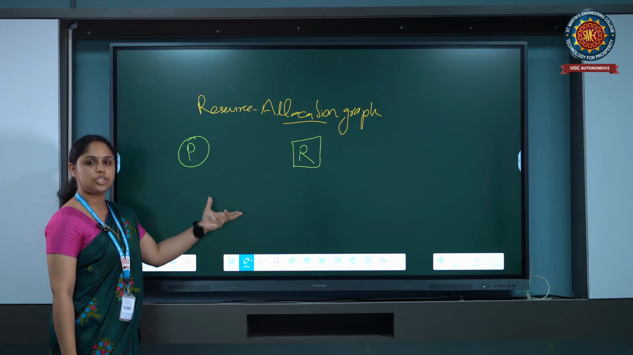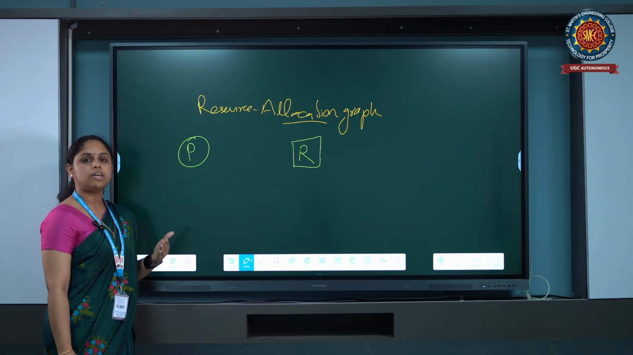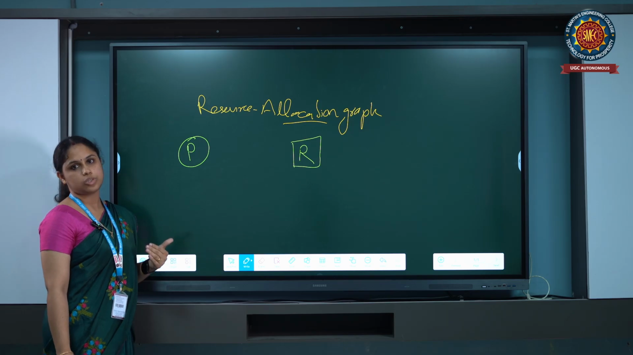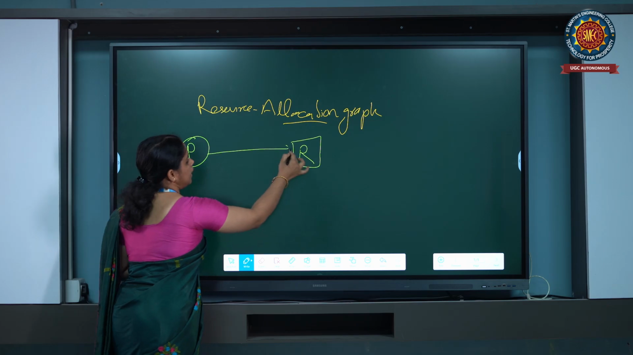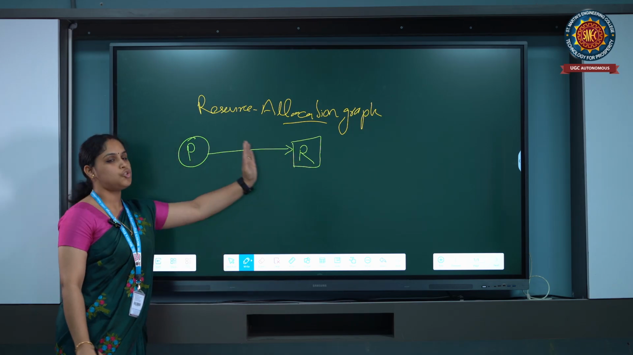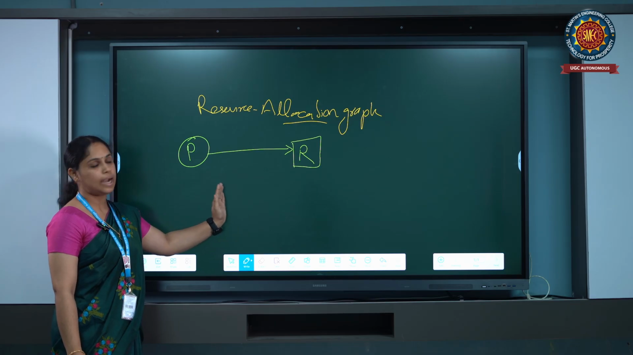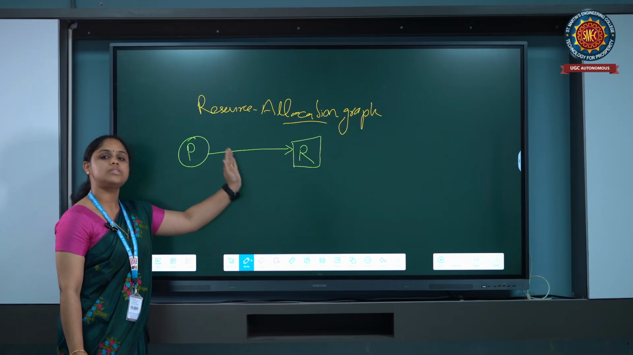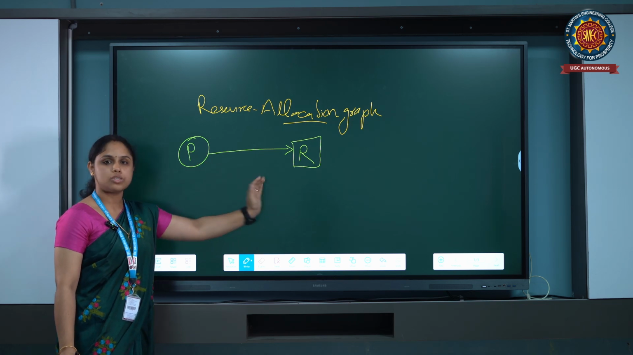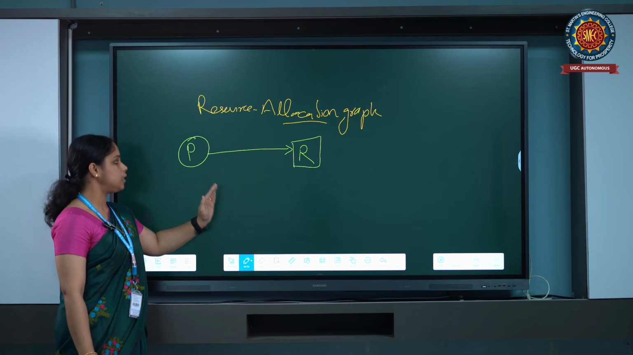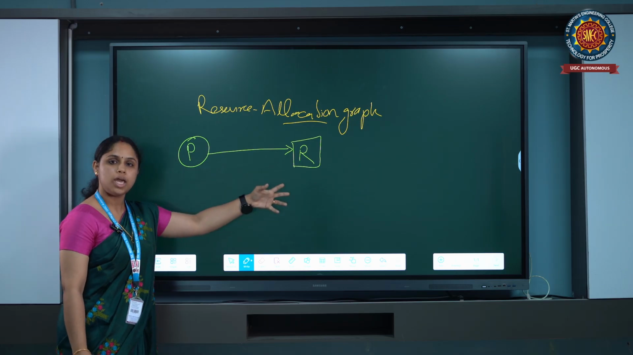So this is the definition of resource allocation graph. And another thing is, there will be some arrows in a resource allocation graph. One is from process to the resource. That type of arrow represents that the process is requesting the resource where the arrow is going.